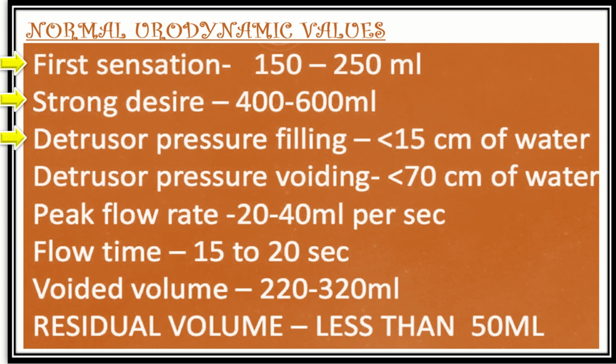Detrusor pressure during filling is less than 15 centimeters of water, and detrusor pressure during voiding is less than 70 centimeters of water. Peak flow rate is 20 to 40 ml per second. The flow time is about 15 to 20 seconds. The voided volume is 220 to 320 ml, and the residual volume is less than 50 ml.